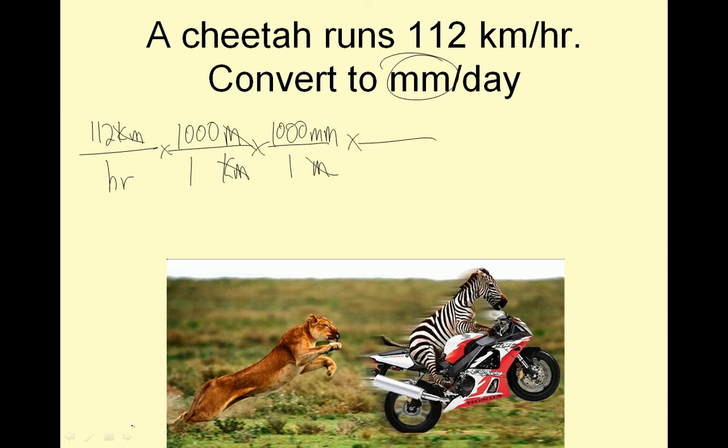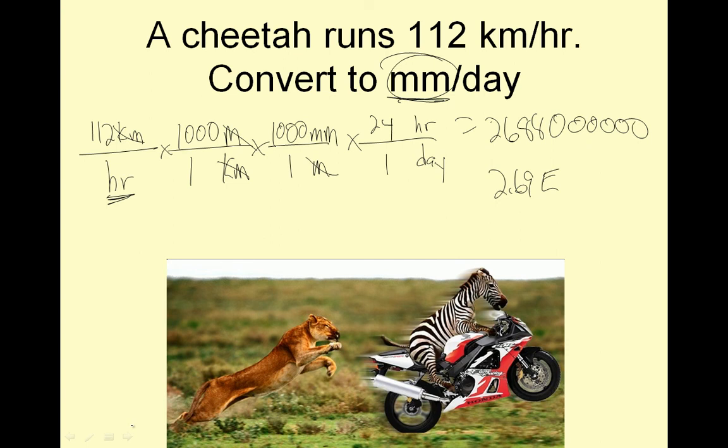Oops, millimeters is what I want, but I'm in hours, and I want to go to days. So to cancel hours, remember it's a diagonal move, hours to days. And there are 24 hours in one day. So calculators assemble: 112 times 1,000 times 1,000 times 24 is a really big number, 2688 and then 1, 2, 3, 4, 5, 6 zeros. I like to do scientific notation if I have three zeros or more. So it's 2.69e, and it's going to be positive.